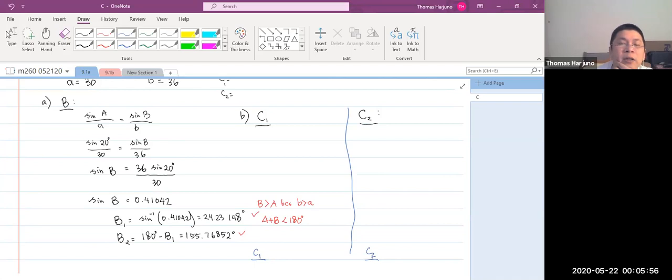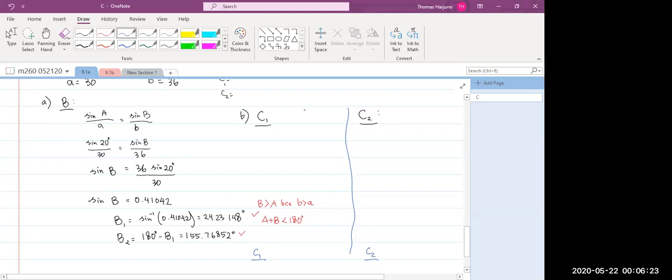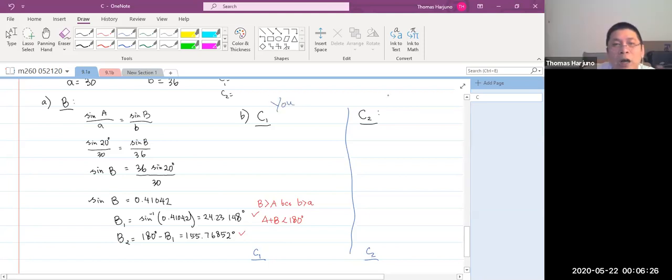Let me ask you to find angle C2 and side C2. I will work on side C1, angle C1. Or which one would you like to do? Would you like to do 1 or 2? 1. Okay, you do 1, I do 2 then. So for side C2, A plus B2 plus C2 is 180.